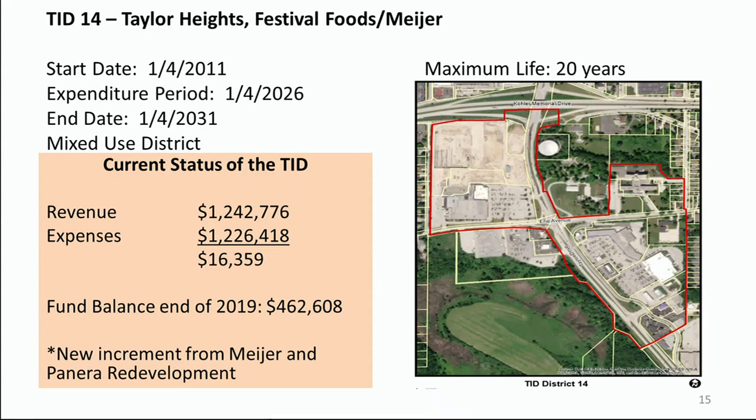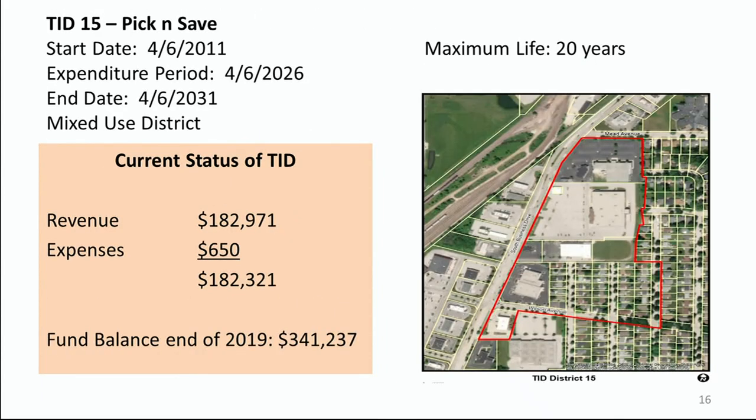Taylor Heights, Festival Foods and now Meyer, was created in 2011, opened for 20 years as a mixed-use district, closes in 2031, has a positive cash balance as of the end of 2019, and a fund balance of around $462,000. Does not include the new increment that will be generated from Meyer and the Panera redevelopment as part of that project. TID 15, Pick and Save, started in 2011, closes in 2031, open for 20 years as a mixed-use district, has a positive cash balance as of the end of 2019, and then the fund balance is right around $350,000.